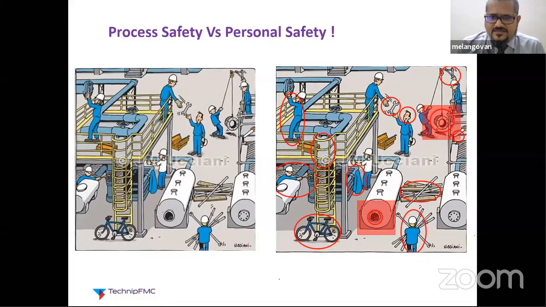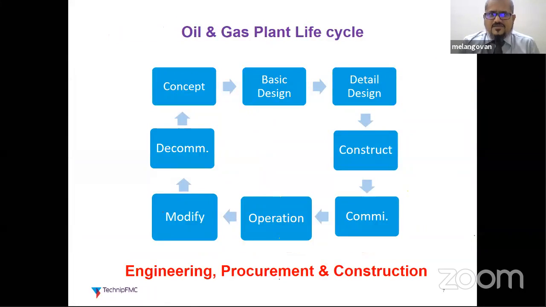As defined, it is a loss of containment of energy or loss of containment of dangerous materials. So this is a key takeaway. Hopefully hereafter you can clearly distinguish what is process safety and what is person safety. With this background, we are moving into application of process safety into oil and gas projects.